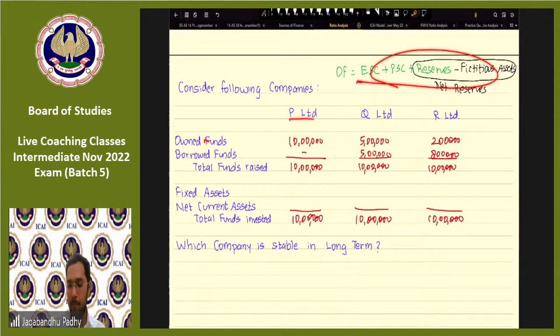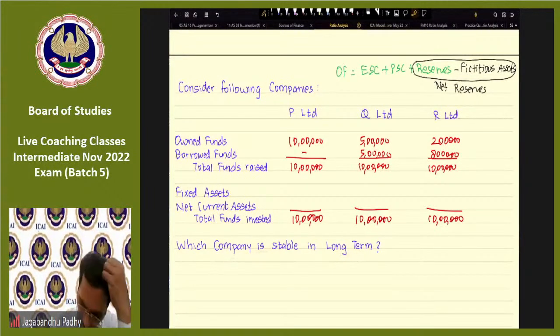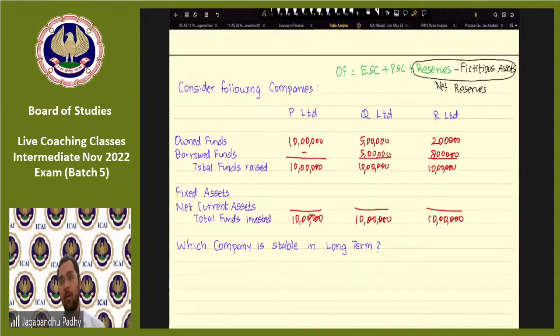That is P&L debit balance, any deferred advertisement expenditure, or discount on issue of debentures. All those things are fictitious assets which are lying on the asset side of the balance sheet, but they are actually not assets. Okay, so that's the owned funds totality. So we say P is having owned funds of 10, Q is having 5, and R is having 2 and 8. So out of these three companies, which company is stable in the long run? Which company is going to be a more stable company? Is it P, is it Q, or is it R? P Limited?